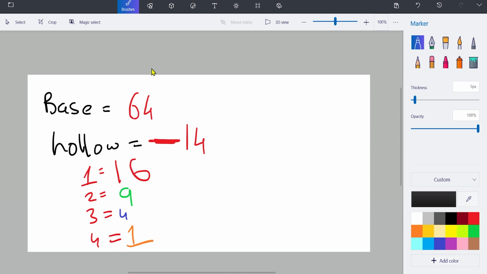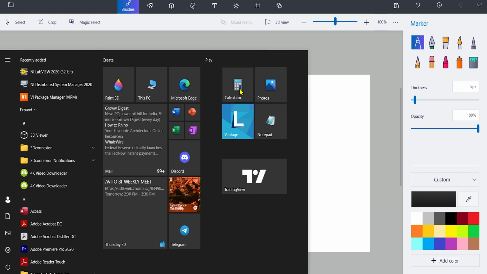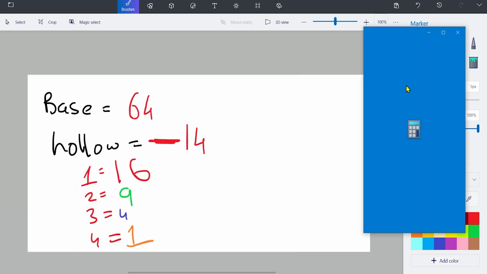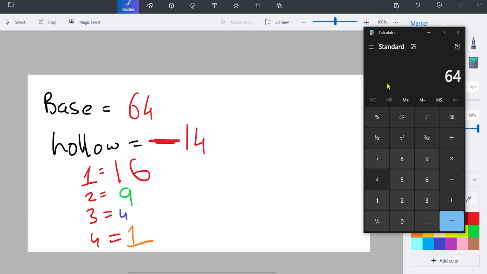So if we add all of this, what do we get? 64 plus 14. Pull up the calculator. 64. Oh, not plus, minus. Remember this minus sign. Minus 14 plus 16 plus 9 plus 4 plus 1. So total of 80, but we have 81. So where am I missing? One of them is what I need to check.